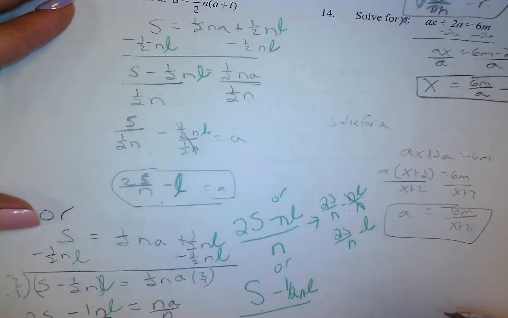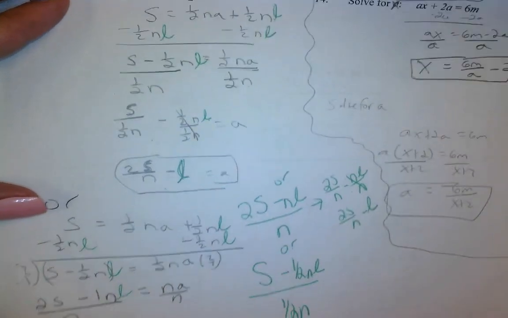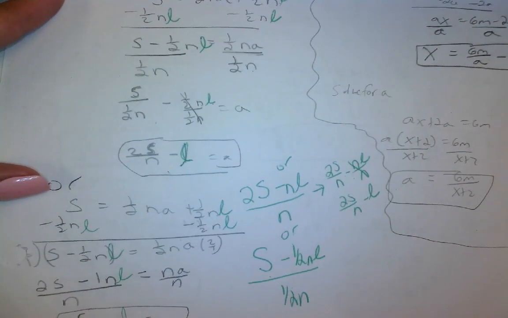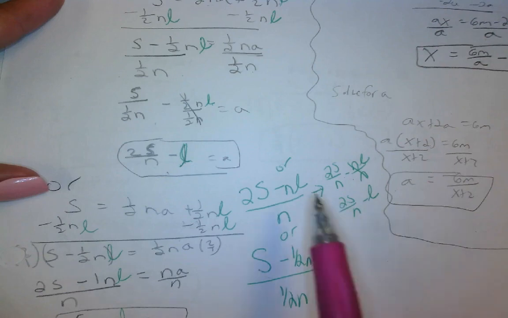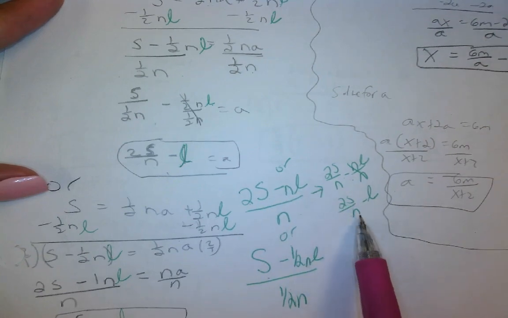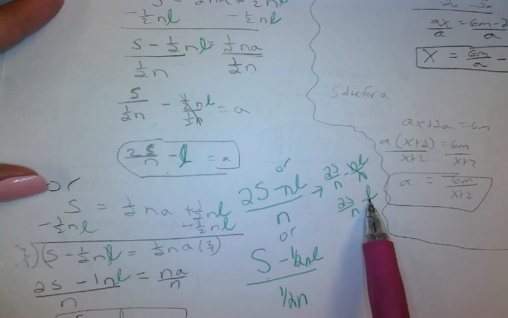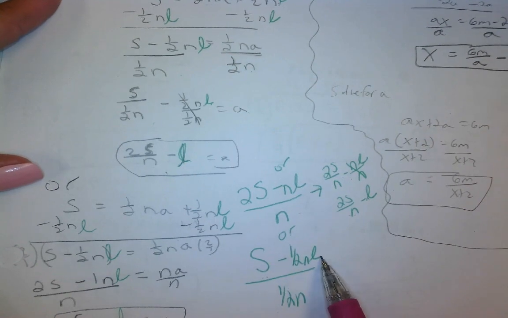This is 14. Okay, so 2s minus nL equals A, or sorry, I think it's 2s. Yes, 2s over n minus L equals A. Or 2s minus nl over n, which reduces to 2s over n minus l. Or some kids used fractions and they had s minus 1/2 nl over 1/2 n.